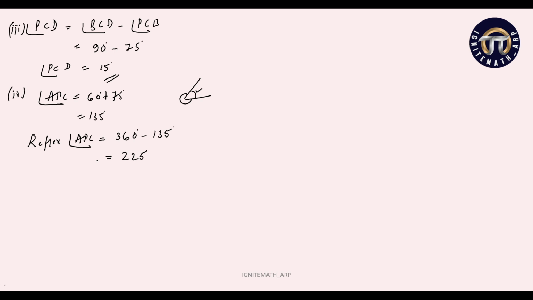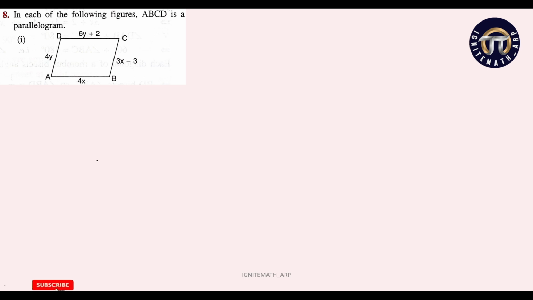Clear, children? So now let us move to the next question. In each of the following figures, ABCD is a parallelogram. So you need to find out the values of x and y. Okay. So I can say, since ABCD is a parallelogram, AB is equal to DC. So that means 4x is equal to 6y plus 2.